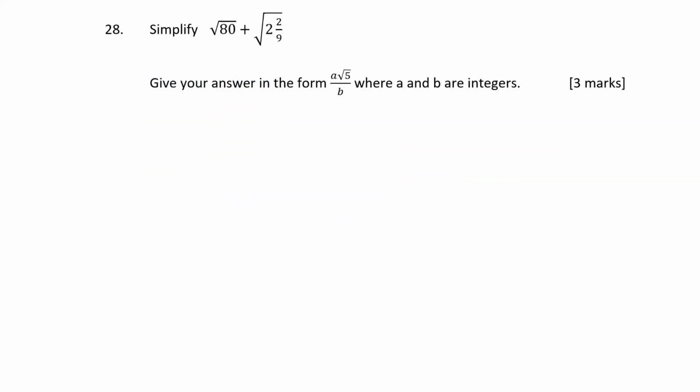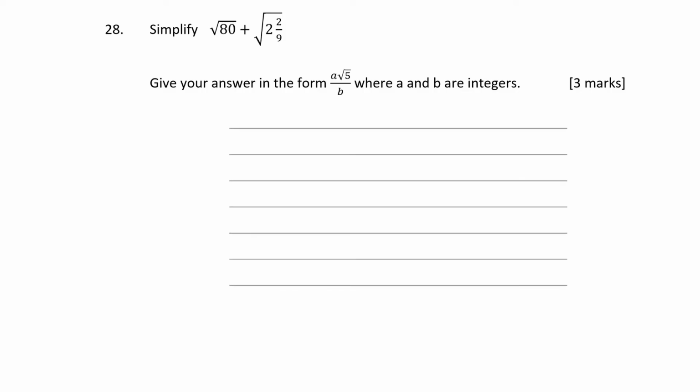Simplify the square root of 80 plus the square root of 2 2/9. Give your answer in the form of a root 5 over b, where a and b are integers. Fun. Okay, so root 80. Now, if I take 5 out of 80, 80 is 5 times 16, isn't it? So root 80 is the same thing as root 16 times 5. And I've got plus 2 2/9.